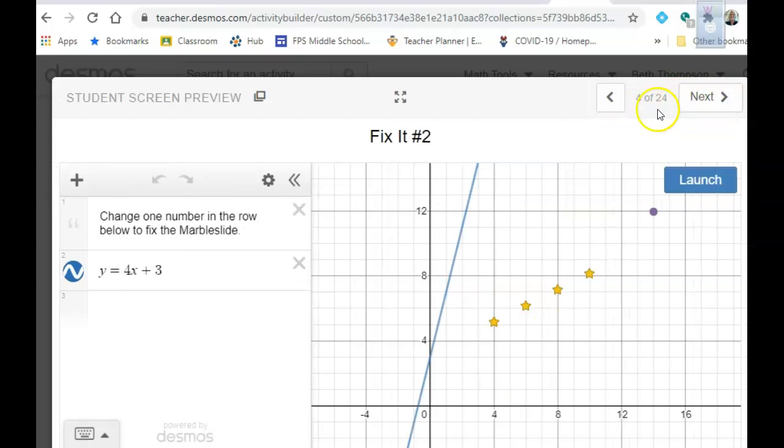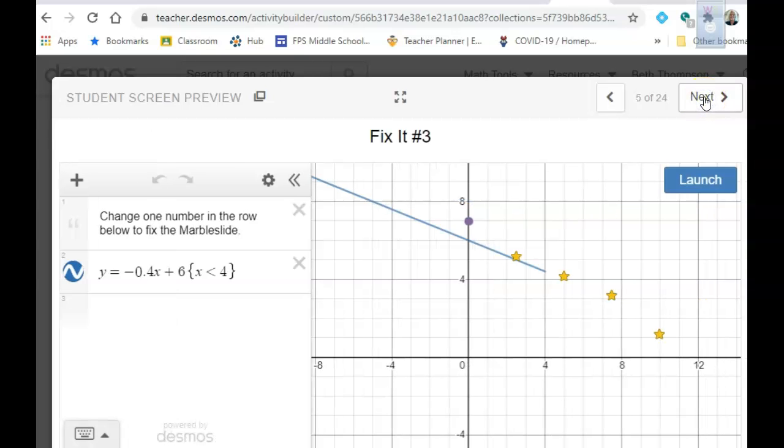So the next fix, this is when I talk about fix 1, 2, 3. Again, it says change only one number. Well, this is a pretty steep graph. That means that's my slope. My y-intercept is at 3. Change one number only. And then try it, right? So you're going to change one of them. I'm not going to do it here, but, okay.